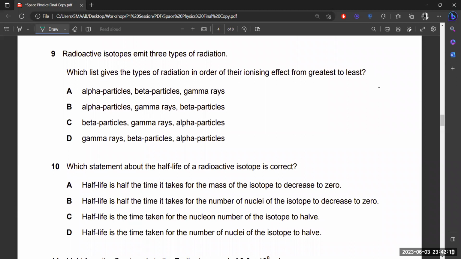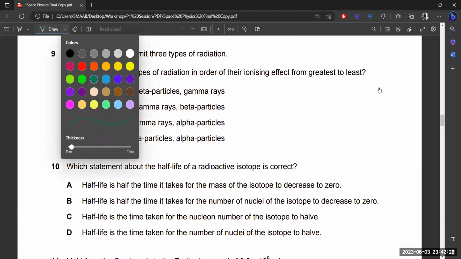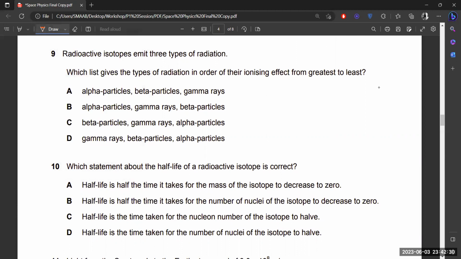Question number 9, a radioactive isotope emits three types of radiation. Which list gives the types of radiation in order of their ionizing effect from greatest to least? Actually, this question is most related to the nuclear section. So we need to find the order with respect to the ionizing effect from greatest to least. We know that the ionizing power of alpha is greatest among alpha, beta, and gamma, and the ionizing power of gamma is the least. So for question number 9, alpha, beta, gamma is the right choice, option A.